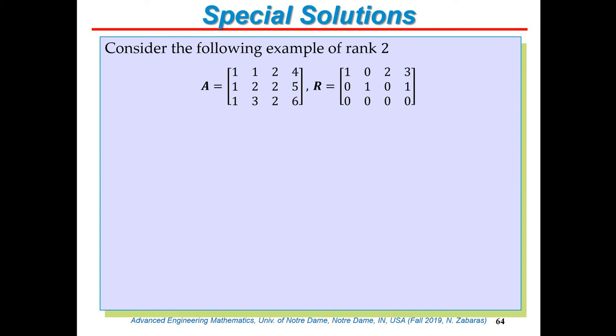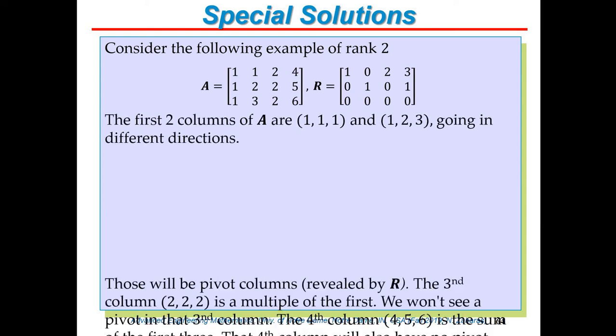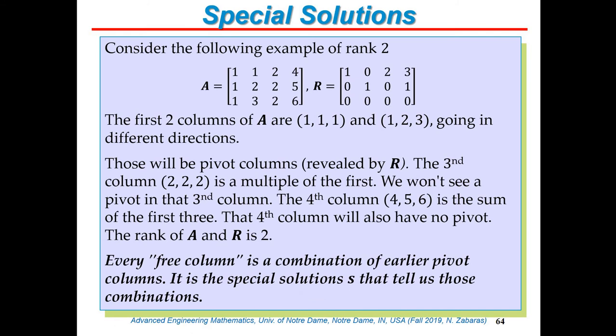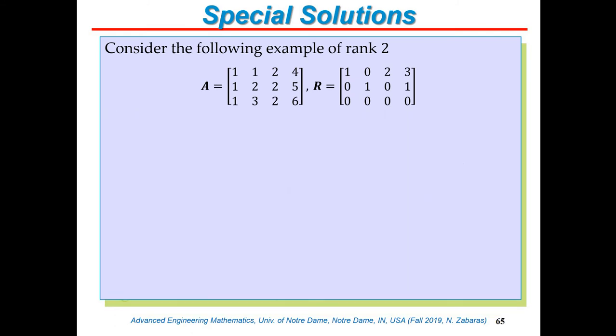So R identifies all the dependencies and effectively identifies the true dimensionality of the matrix, and the true dimensionality, the rank of the matrix, is the number of the pivots. In this case, the rank of this matrix is equal to 2.